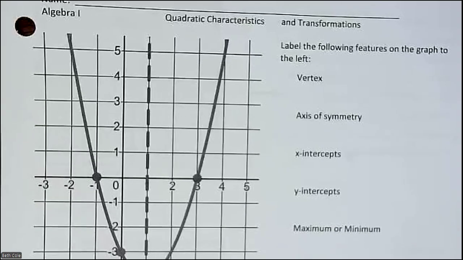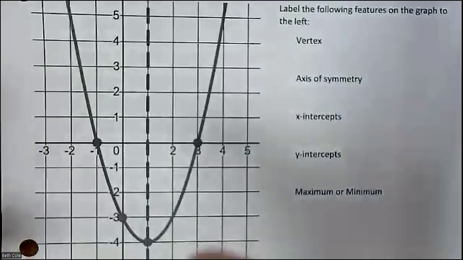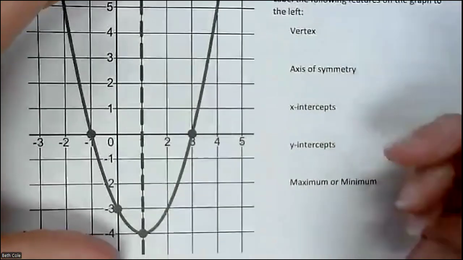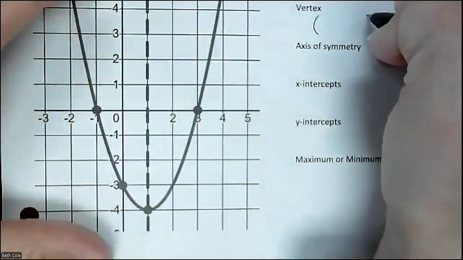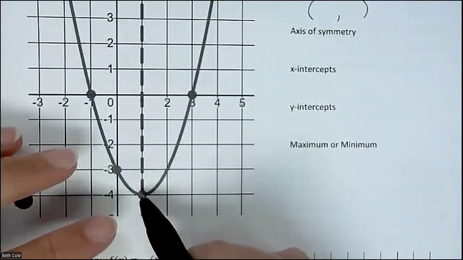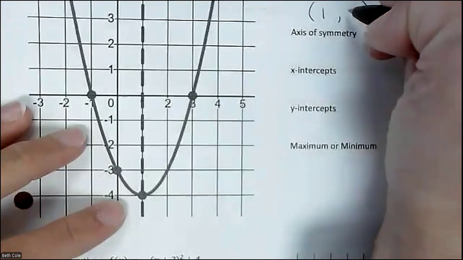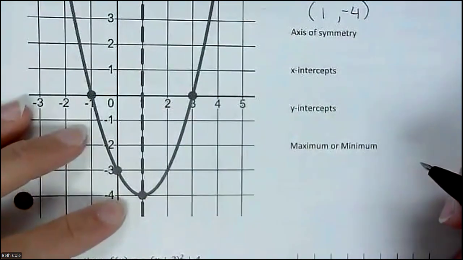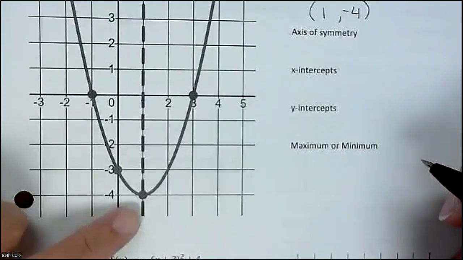So this is about characteristics of a graph. So this is your graph right here, obviously. Which point is the vertex? It's something, comma, something. You kind of just need to look at it and figure out what point that is. 1, -4. Good job. That's all there is to it. You basically just need to know what vertex means. It means the center point.